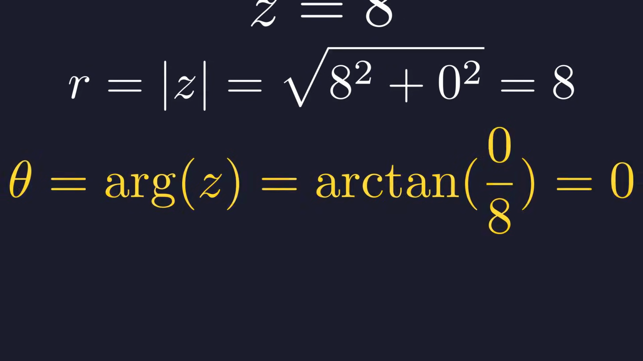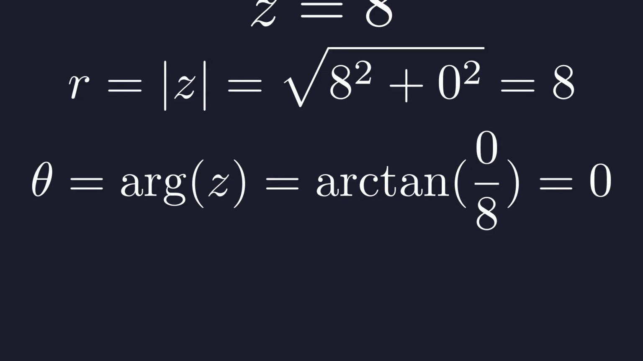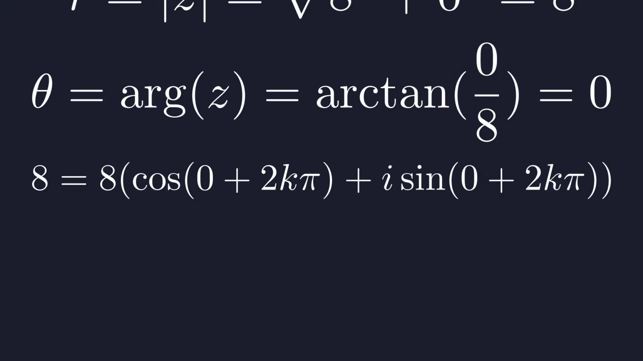Now here's the crucial insight. Angles are periodic. If we add any full rotation, any integer multiple of 2 pi, we get back to the same point on the complex plane. This periodicity is what reveals our hidden roots. So we can write 8 in this general polar form: 8 times cosine of 2k pi plus i sine of 2k pi, where k can be any integer.